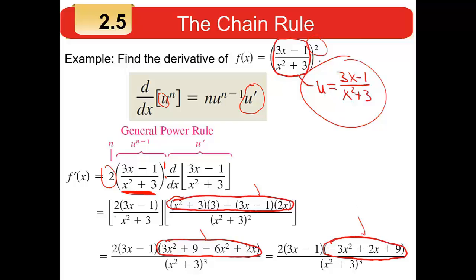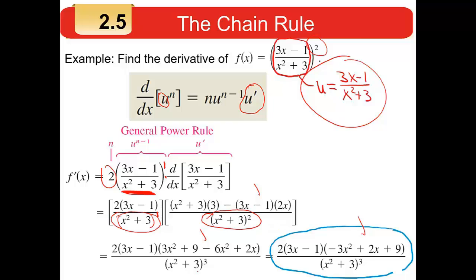And the only other thing that really happened was this x squared plus 3 times (x squared plus 3) squared becomes (x squared plus 3) cubed, because that's like to the first power. And when you multiply with like bases, you add the exponents, and 1 plus 2 is 3. Other than that, WebAssign is perfectly happy to accept that as your answer.